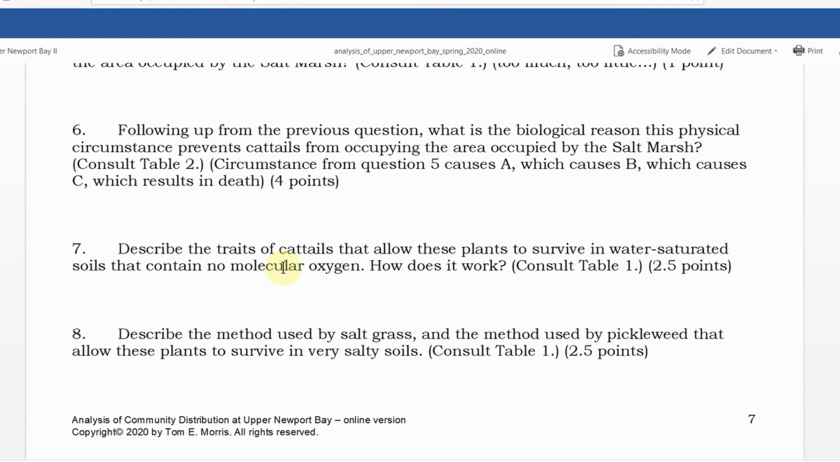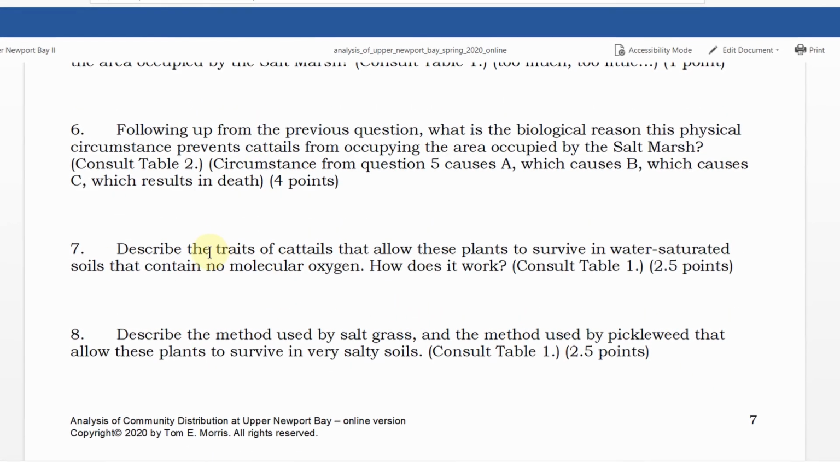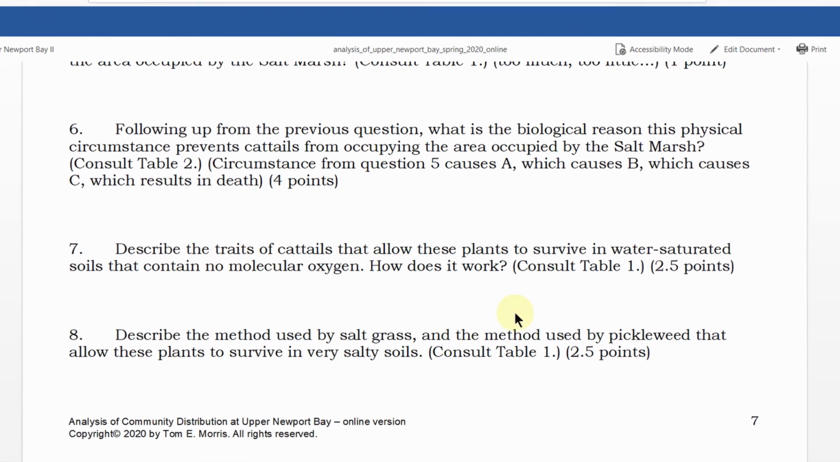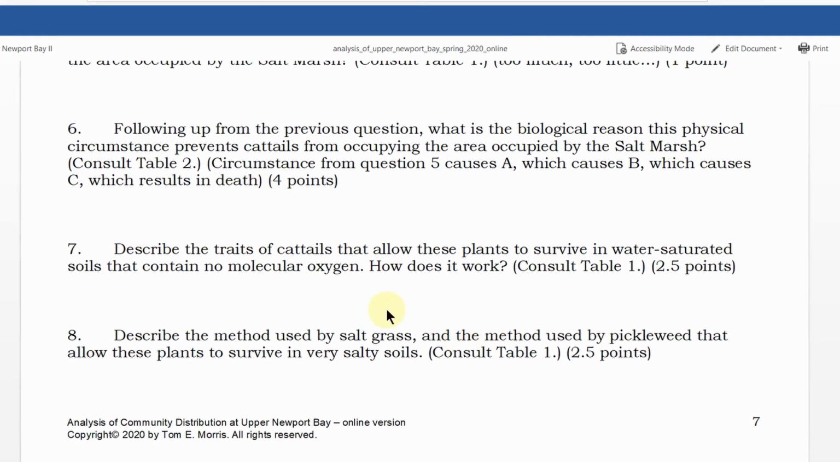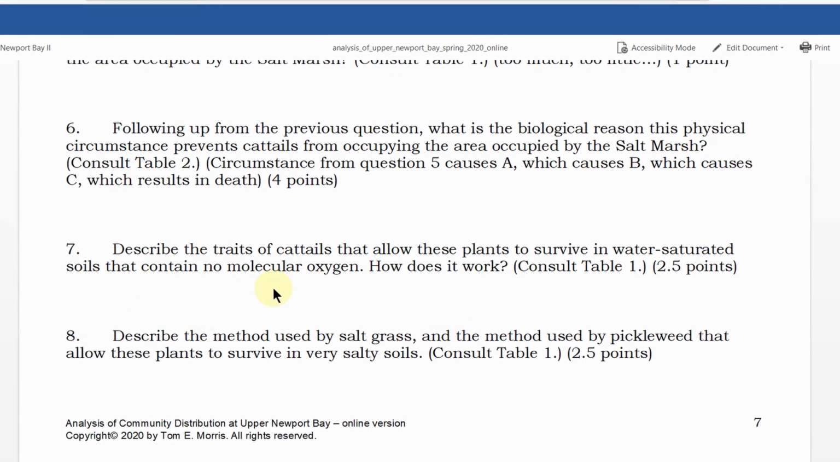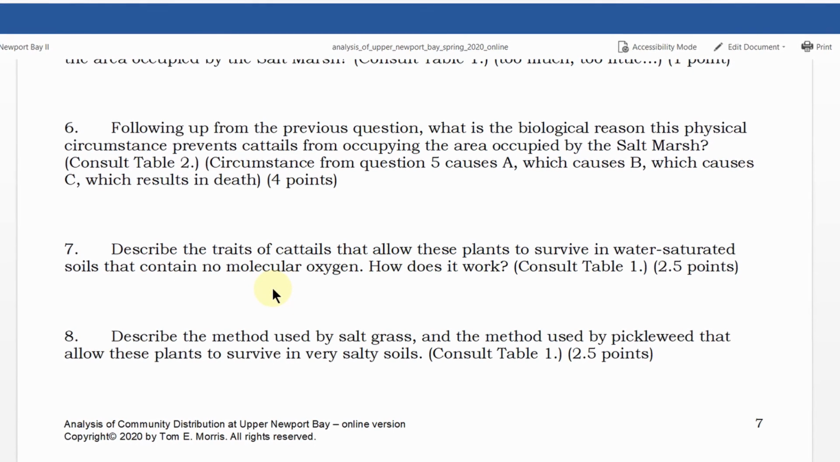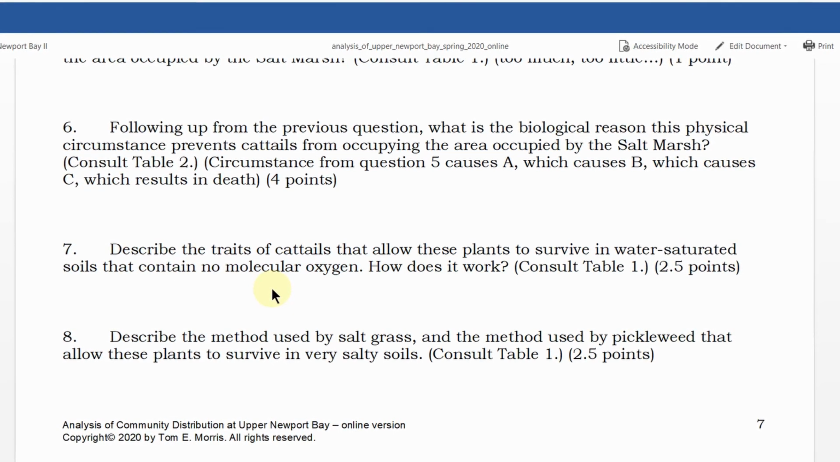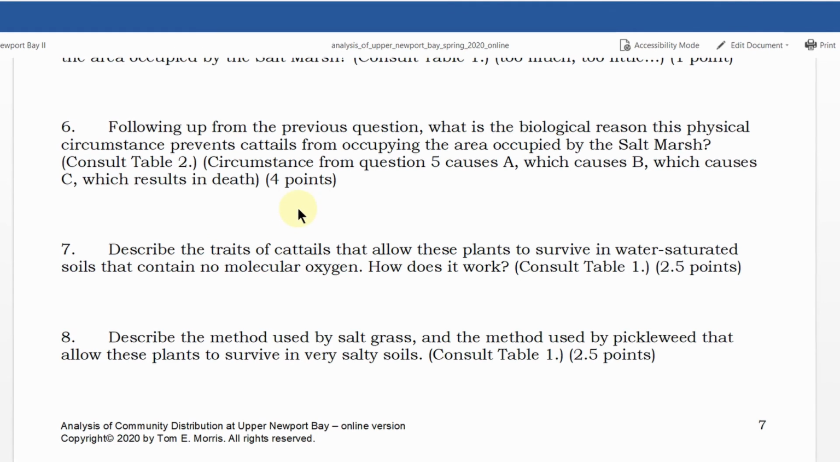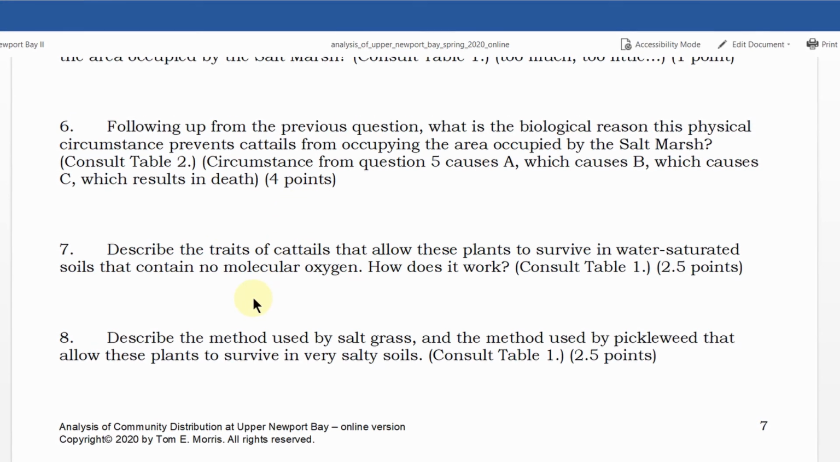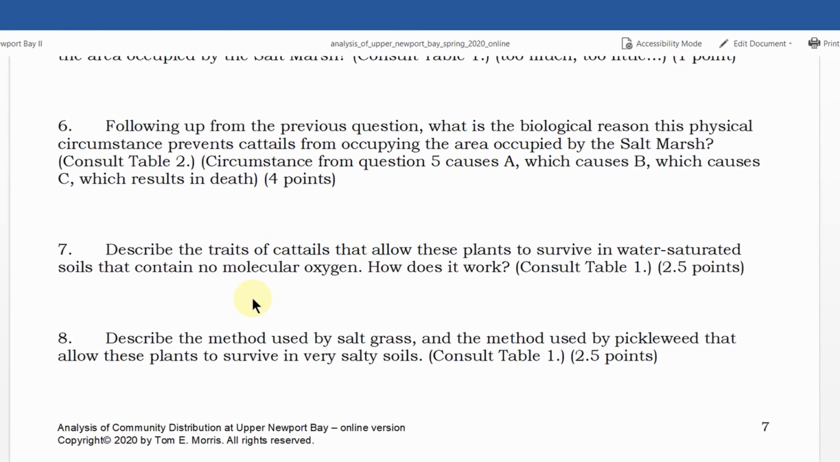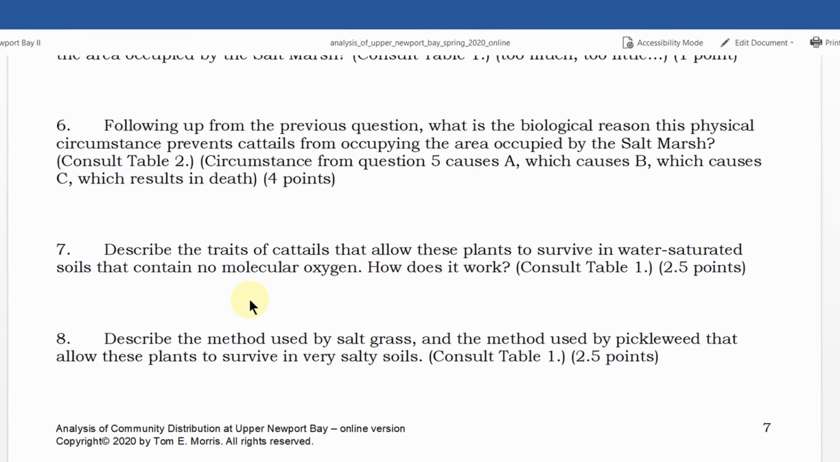And then questions 7 and 8 talk about traits. So you will consult Table 1 for each of those and then jot down short little answers in response to that. And then take the online quiz. You can consult these notes when you take the online quiz, which will be a short answer.